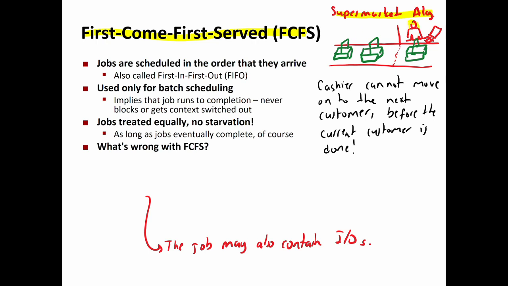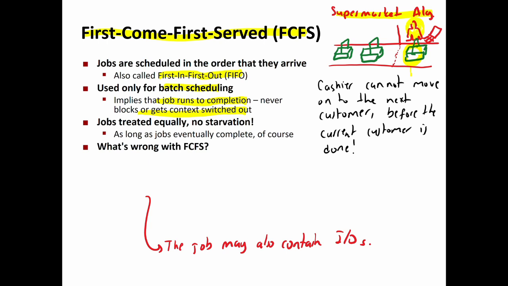Here we have our cashier, and she is processing different customers on the line. What happens is she cannot move on to the next customer before the current customer is completely done. So no matter what, you have this queue. It's also called first in first out policy. It's used for batch scheduling, meaning that the job runs to completion, and it never blocks or gets context switched out.